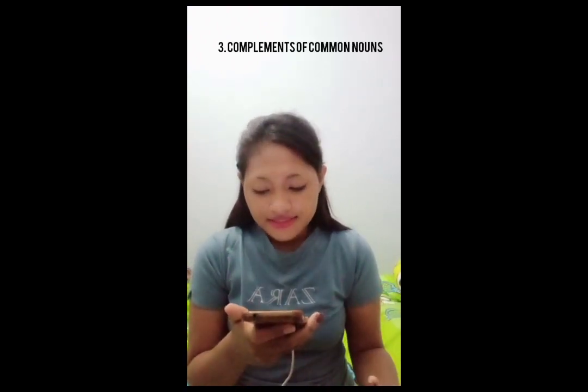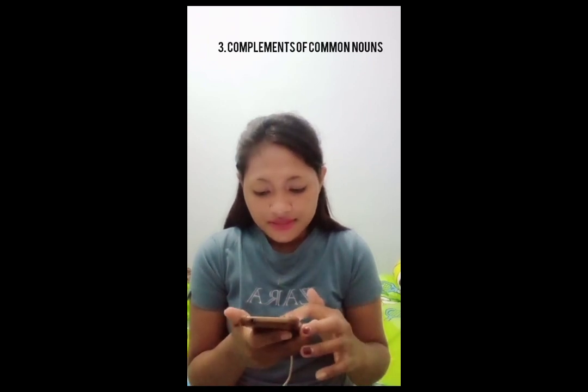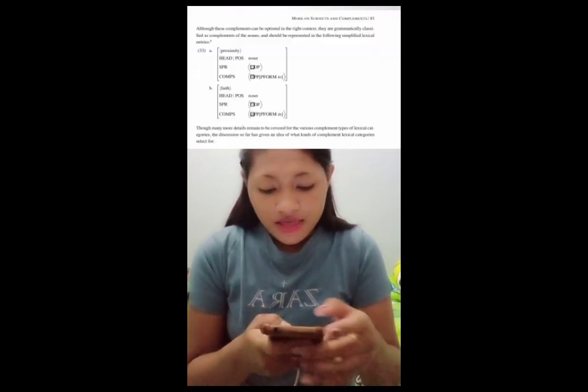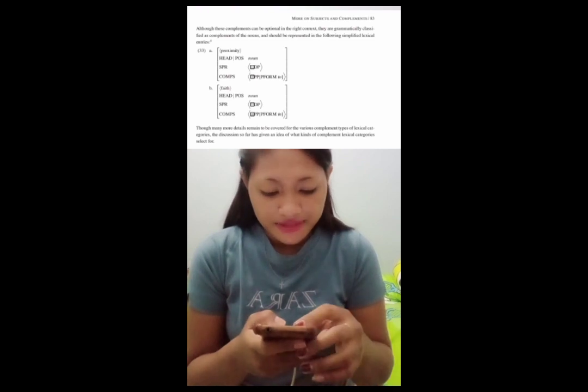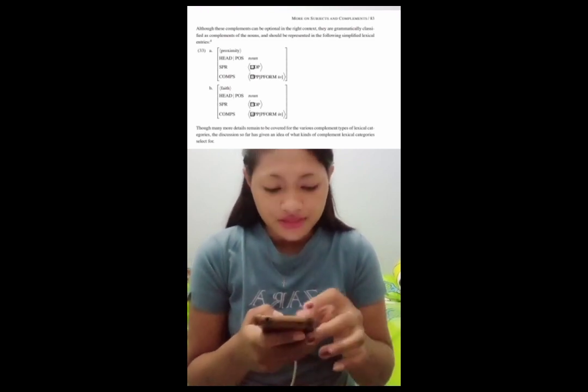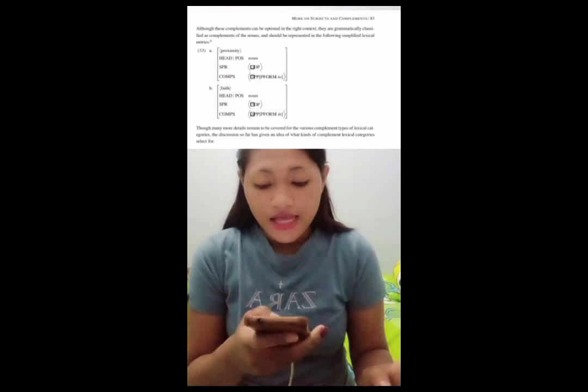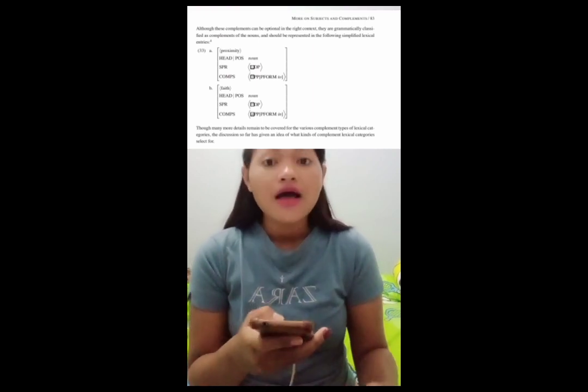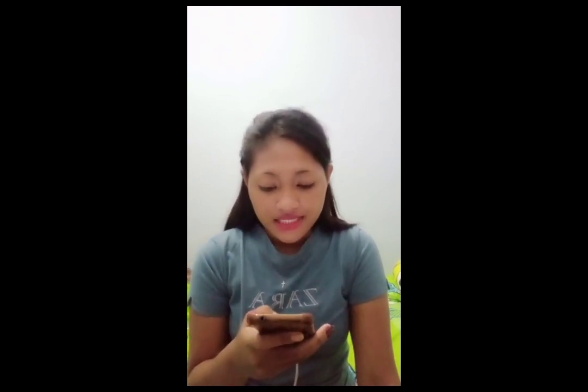And the last is complements of common nouns. Nouns do not easily select complements, though they often may have specifiers. For example, common nouns like idea, book, bear, etc. require only a specifier but not a complement. Yet there are nouns which do require a specific type of complement, such as proximity, faith, king, desire, and bottom.